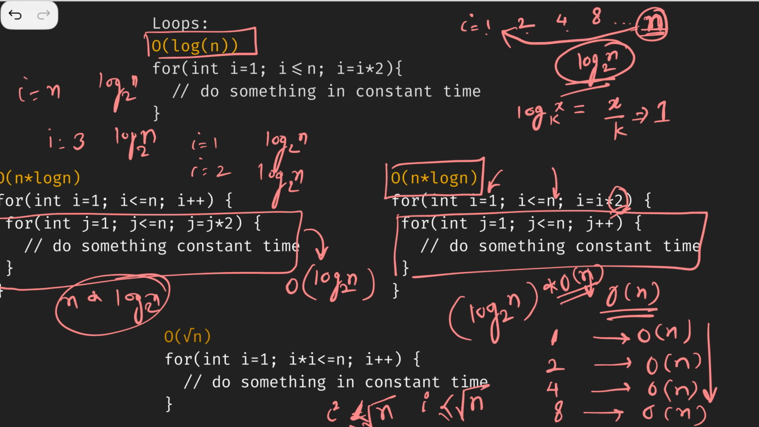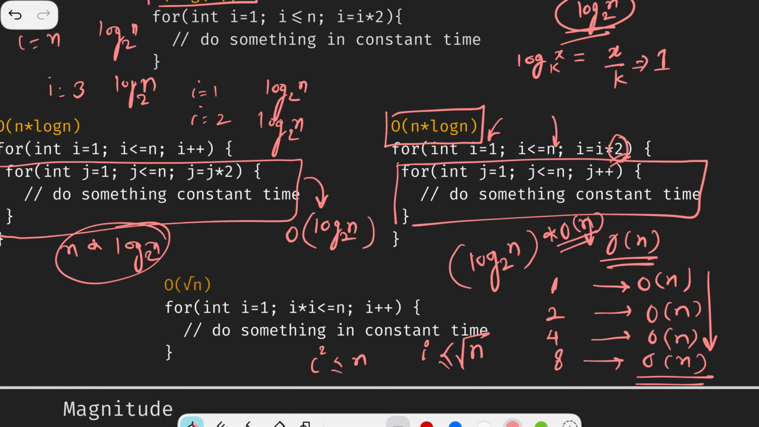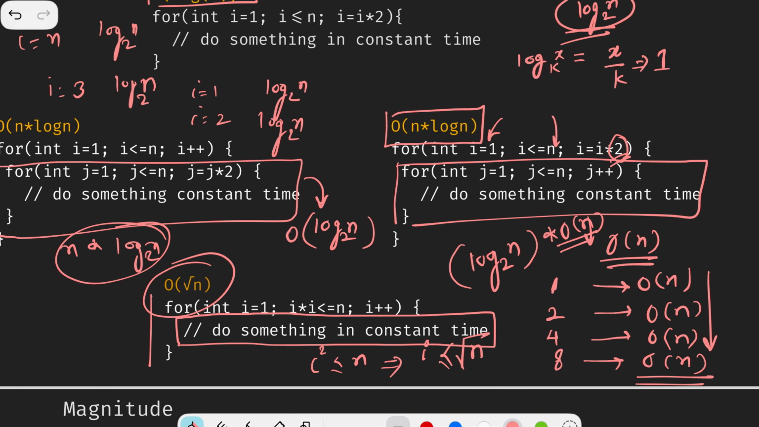But the thing is that it's starting from 1, getting incremented 1 by 1, and it's going till i into i is less than or equal to n, right? We took the roots on both sides, and this is what we got: i should be less than or equal to root n. The number of times this constant time operation is going to get executed is root n. That's why the time complexity is root n. I hope this is clear.